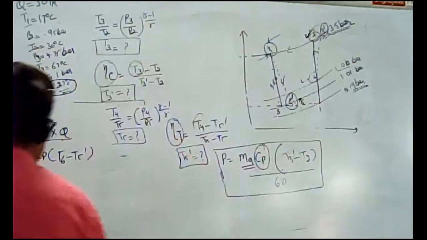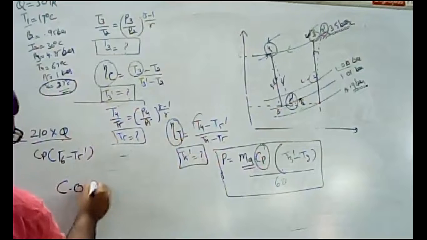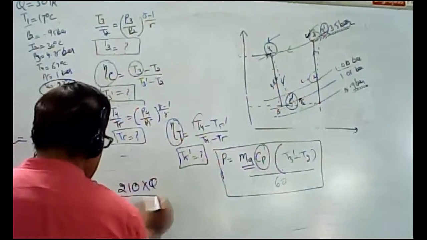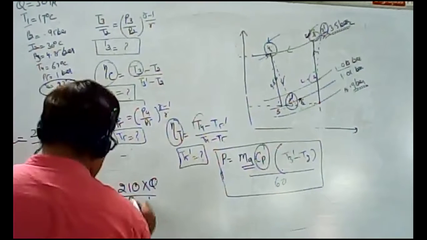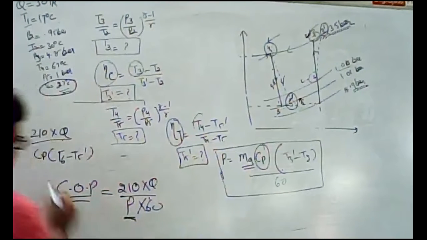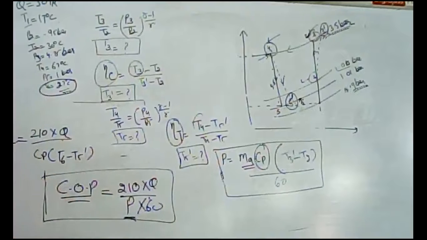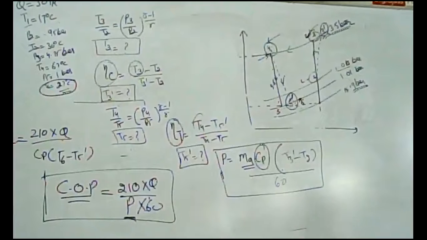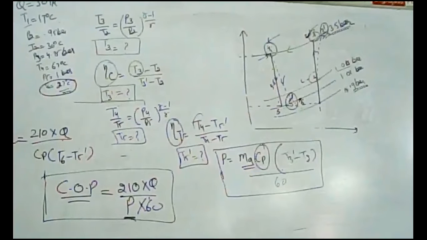And why do we have to calculate the power, sir? To find out the value of COP. So what will be the formula? 210 into Q divided by P into 60. Sir, directly COP equals 210 into Q divided by Ma Cp into T3 dash minus T2. You can calculate also from that value. So this is how you can calculate the coefficient of performance of this air refrigeration cycle.